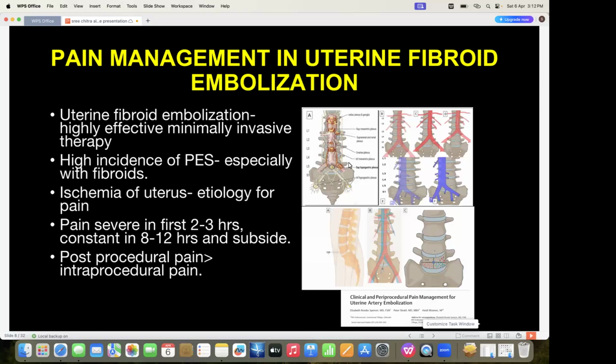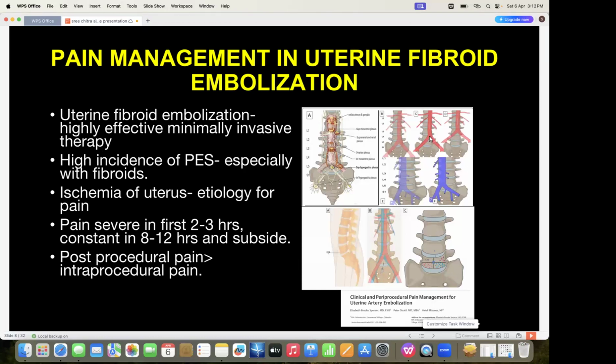So this is the schematic diagram where you can see the plexus. Here this is the superior hypogastric plexus at the level of the L4 L5 vertebral junction. We can see the arterial bifurcation, that is the aortic bifurcation, at the level of L4. Images B and D show the variants: this is a low bifurcating variant and this is a high bifurcating variant.